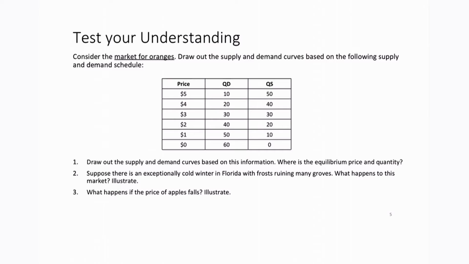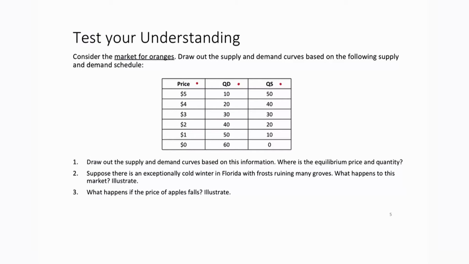At this point, you can pause the video, try to work through the example yourself, and then come back to look at the answers and explanations with me. So here, let's consider the market for oranges. And we have the following table that shows us the price, quantity demanded, and quantity supplied.